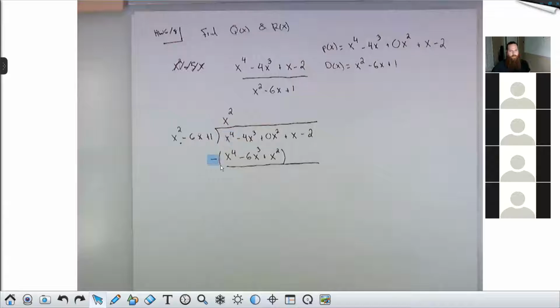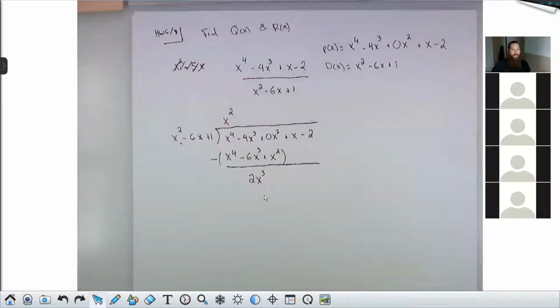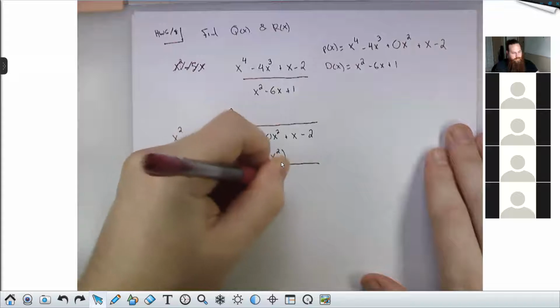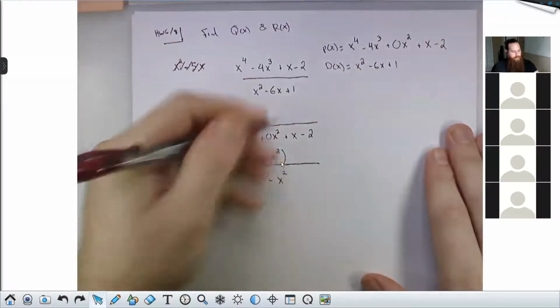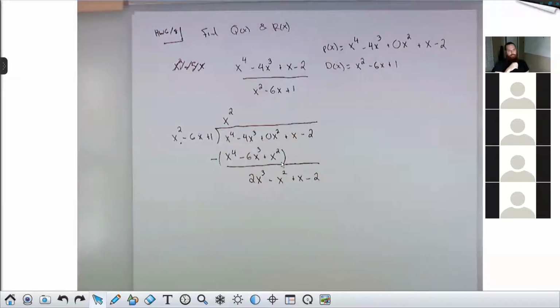So x to the 4 minus x to the 4, that's 0. Negative 4x cubed minus negative 6x cubed, that's negative 4x cubed plus 6x cubed, that's 2x cubed. 0x squared minus x squared is minus x squared. And these guys just come down. So that's plus x minus 2. That's one loop. I'm going to run that loop again.